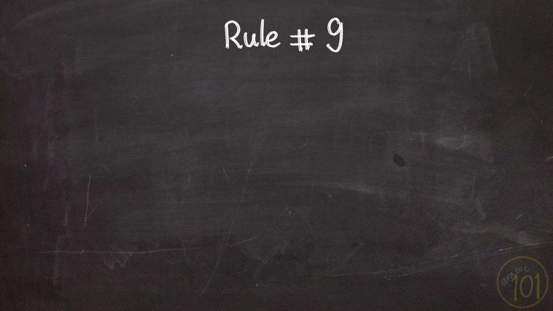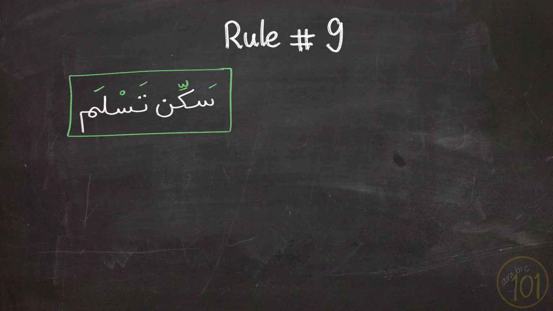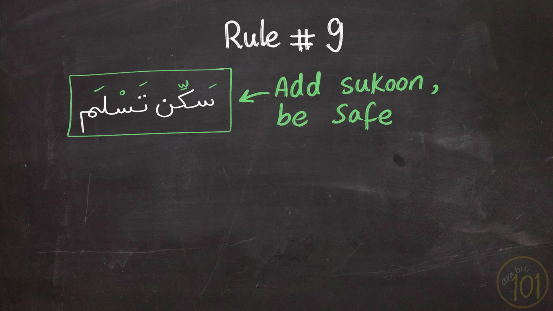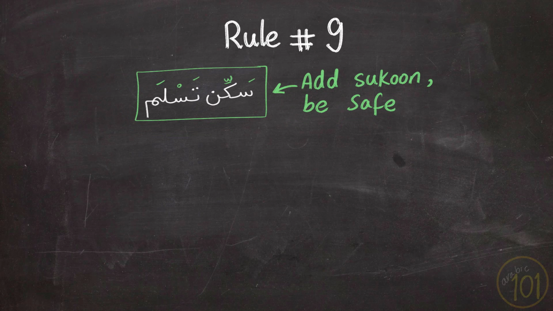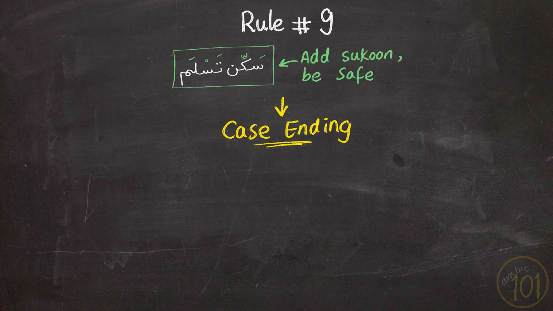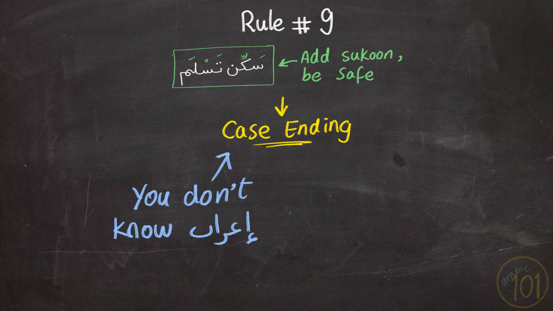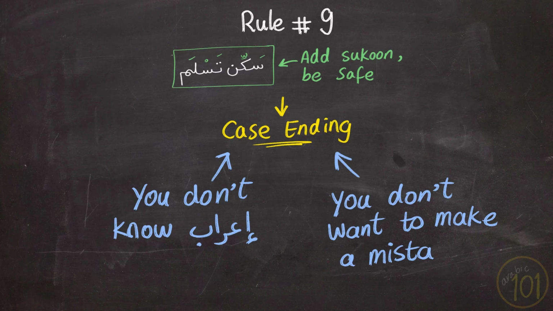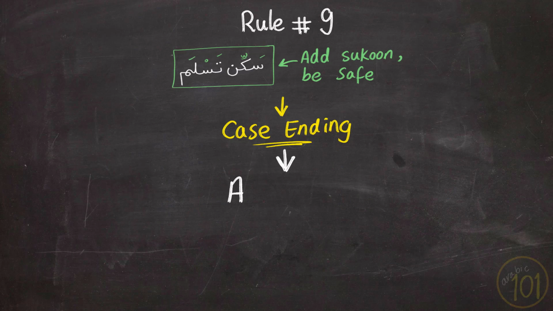Rule number 9. This rule is called in Arabic sakkin taslam, which literally means add sukoon and be safe. This rule specifically tackles the second type of tashkeel that we talked about in the previous lesson, which is i'rab or case ending. If you don't know i'rab yet, and you don't want to make a mistake by adding a wrong vowel at the end of the word, then to be safe, you may always add sukoon to the end of the word, because it will always be correct.